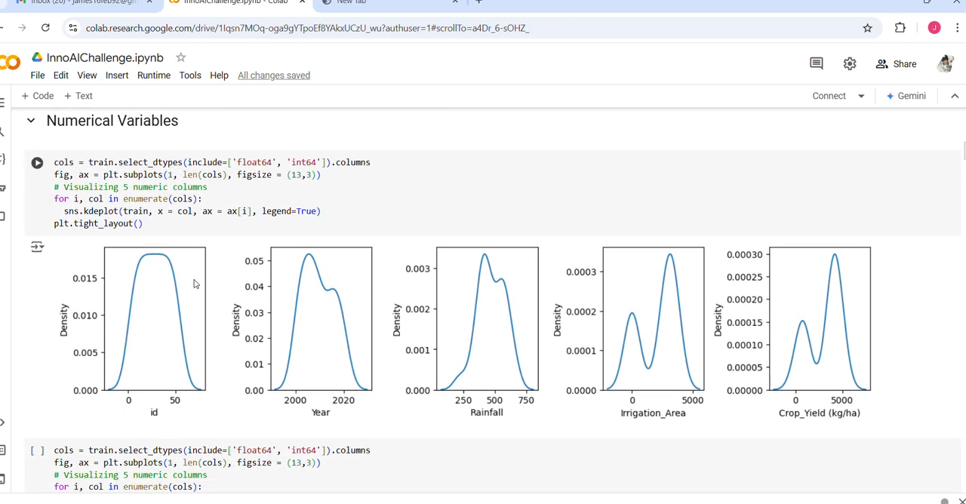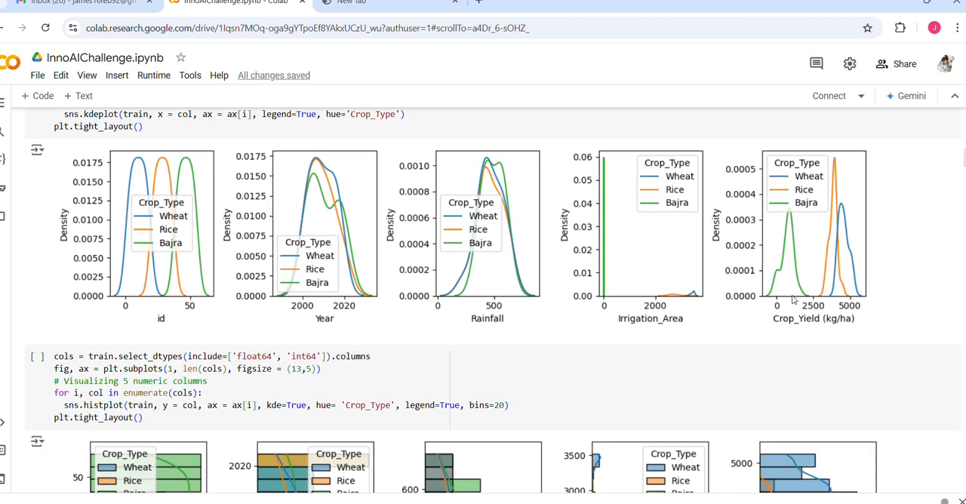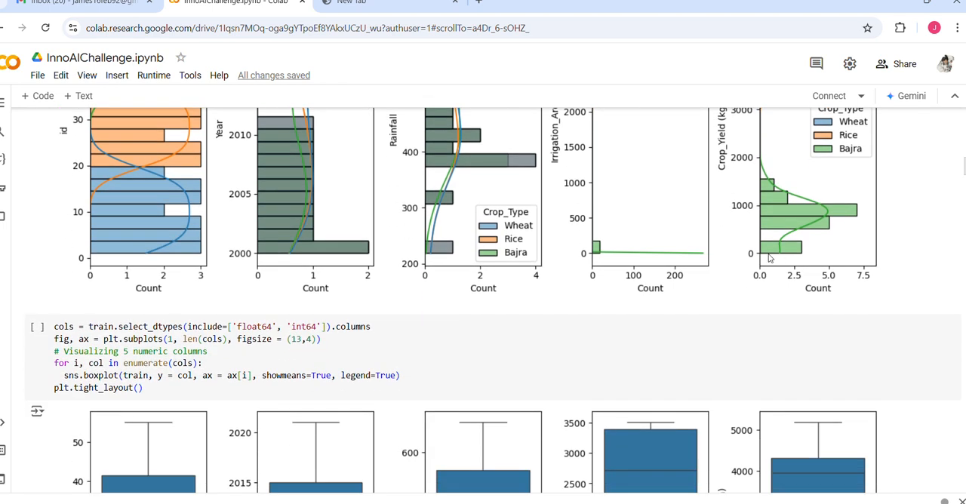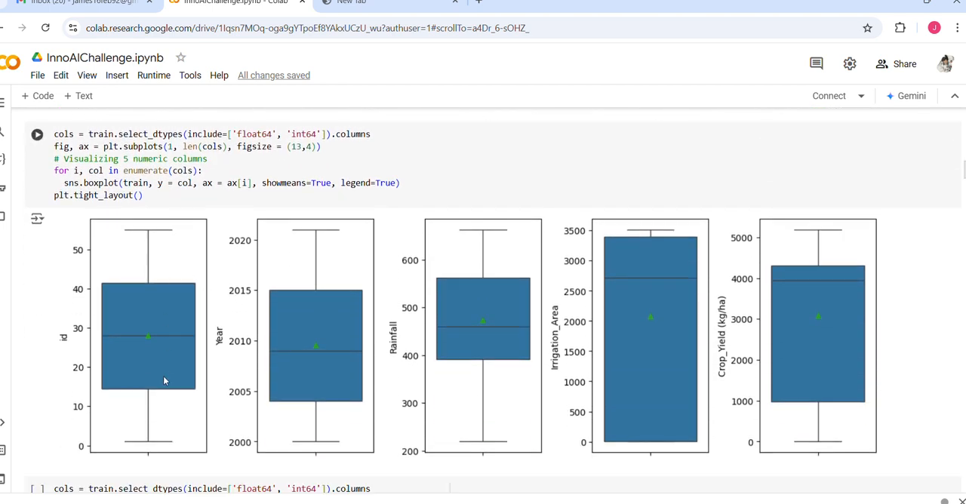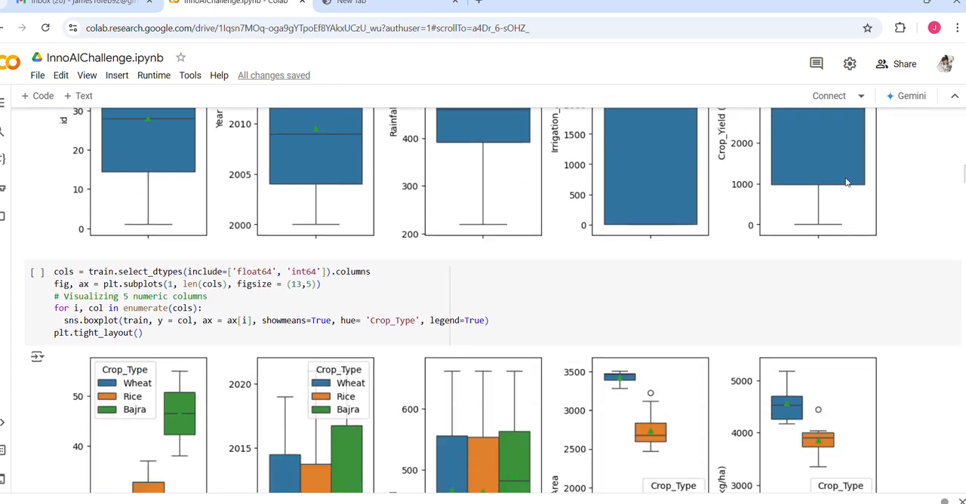Now we can see some kernel density estimations for the numerical columns. We can also separate them based on the crop types. We can also see a histogram of the patterns of the data. As you can see, most of the time the mean and median values of the given numerical data are almost aligned with each other, and there are no visible outliers.